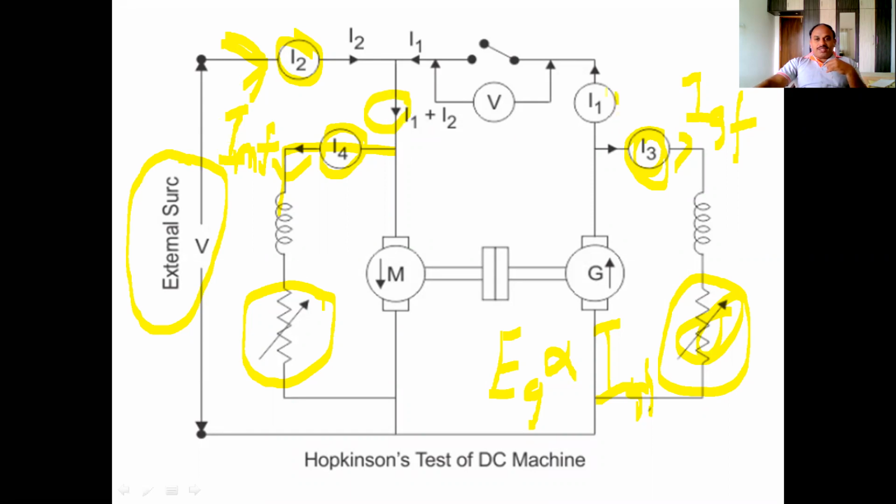Here I1 is the current delivered by the generator. I2 is the current taken from the external source. So I1 plus I2 is the current taken by the motor. I1 is this ammeter reading, and I2 is this ammeter reading.